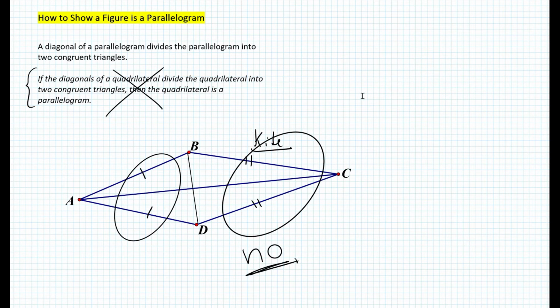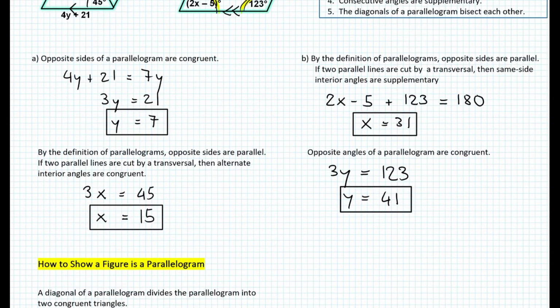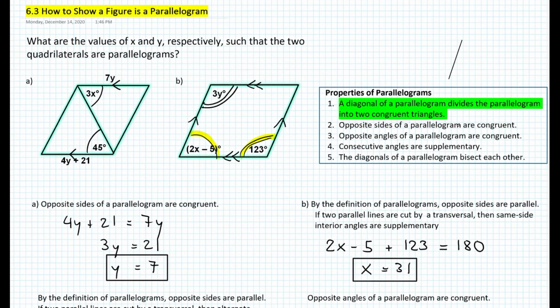So in today's lesson, we want to figure out how you show that a figure is a parallelogram. What are the conditions that must be satisfied? Well, we know that that property here is not possible. So if we go back to all these properties, we cannot simply use them to show that a figure is a parallelogram. We must think of some other properties, okay? So let's think about those properties now.